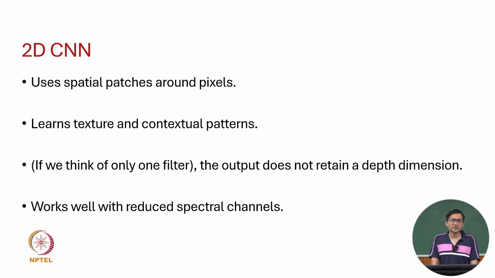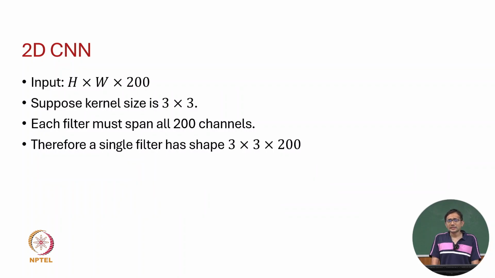What we see with the hyperspectral images is that we are working with hundreds of spectral channels. So this motivates us to think beyond this. So for 2D CNN, if our input was H cross W cross 200, and suppose the kernel size is 3 cross 3, each filter will span all the 200 channels. So a single filter will have the shape of 3 cross 3 into 200.